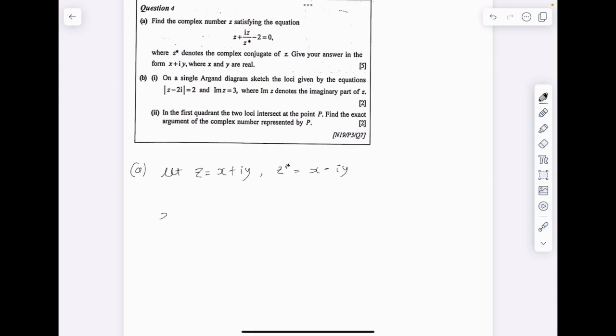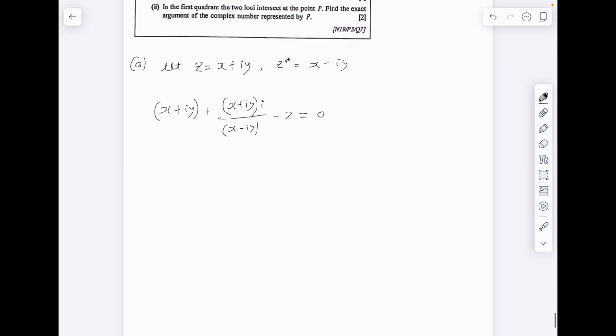So what we've got is x plus iy, plus (x plus iy) times i over (x minus iy), minus 2 is equal to 0. And in fact, what I'm going to do here is rearrange this to say equals 2, because I want to keep everything on one side. Okay, so now, pretty simple.